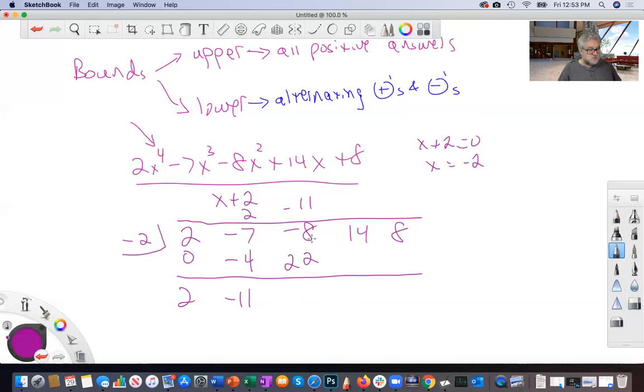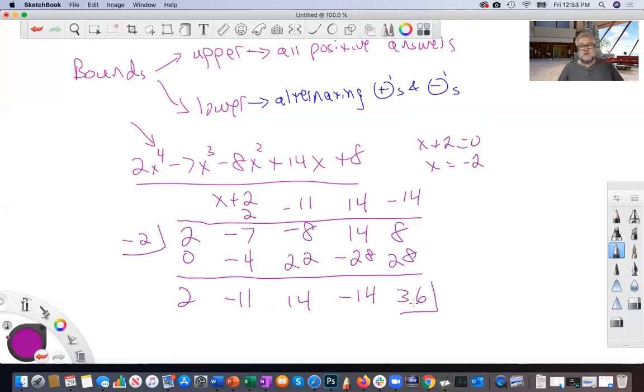So plus 22. So we add those. We'll get 14. Ooh, that looks interesting. Okay, no, 14 times 2 is minus 28. Add. We get minus 14. Okay, put a minus 14 up here. Minus times minus is plus 28. So we get 36. Huh.